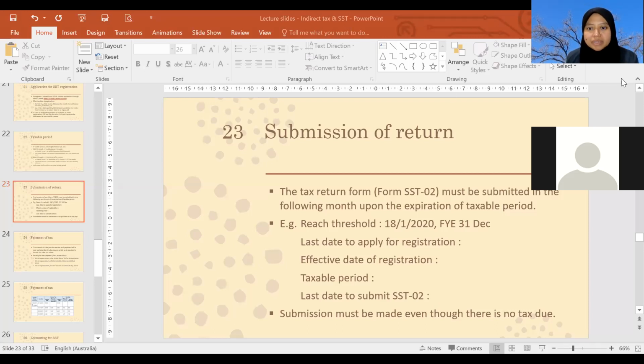Let's look at this example again. Okay, share with me your answer. So what is the last date to apply for registration? You can write your answer in the chat section. What is the last date to apply for registration?